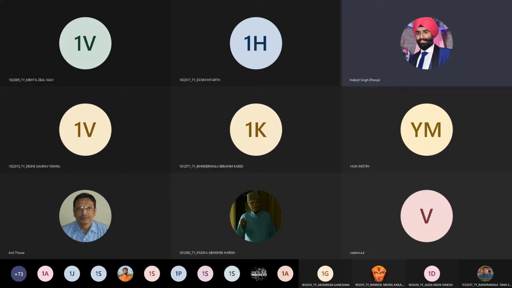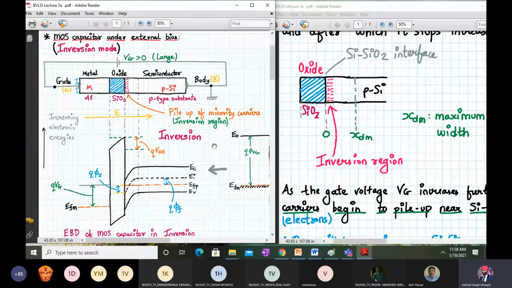wherein the gate voltage was positive but a small value. Now today we are going to discuss the inversion mode. So the left hand side of your screen shows you the MOS element, the MOS structure, the MOS cap, and the gate voltage applied, which is greater than 0 but a large value. So let us see what will happen step by step.